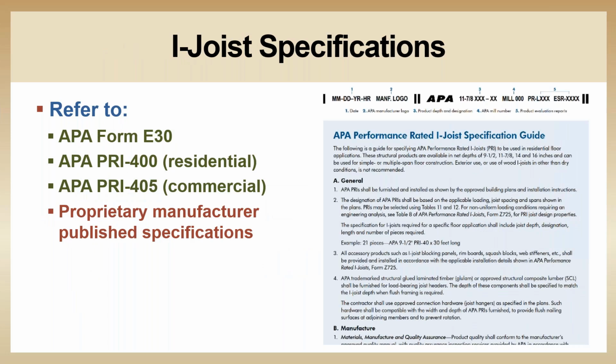Taking a look at I-joists, here's an example of the I-joist specification from the E30, as well as an example trademark. With I-joists, some manufacturers use APA performance standards and others are going to have their own standards. And with I-joists and other proprietary products, some designers are going to create a table giving acceptable options or minimum engineering values to make product selection easier.